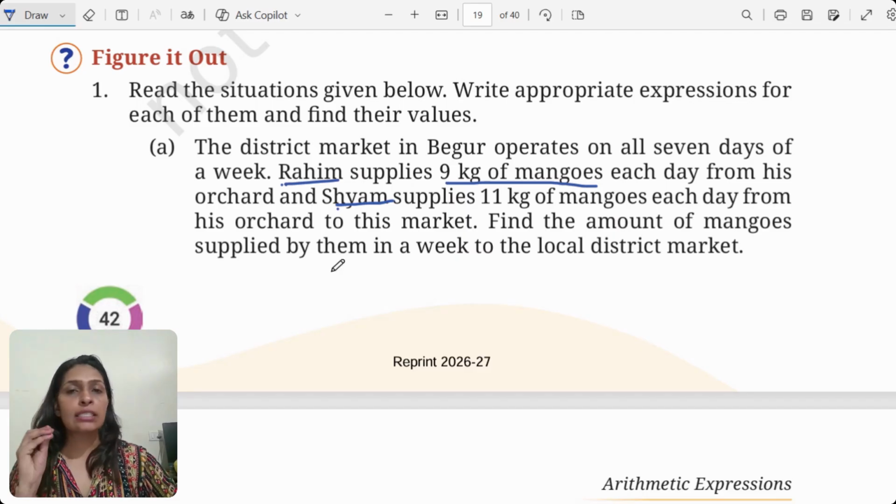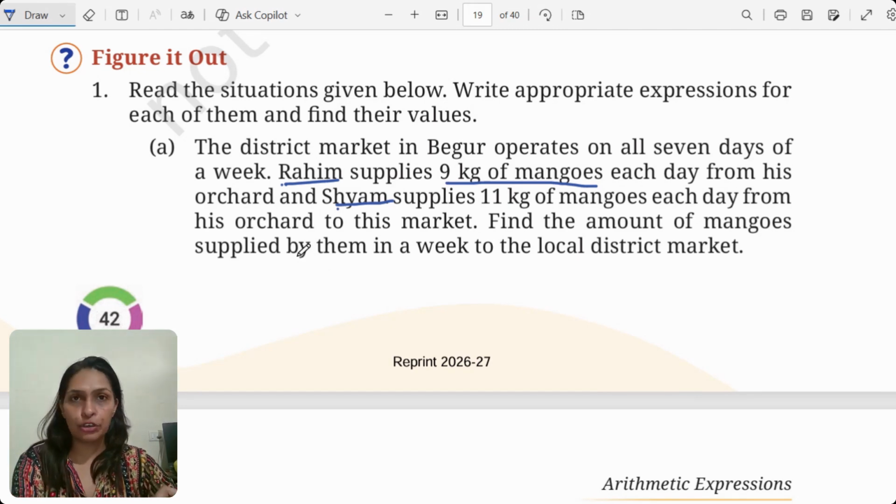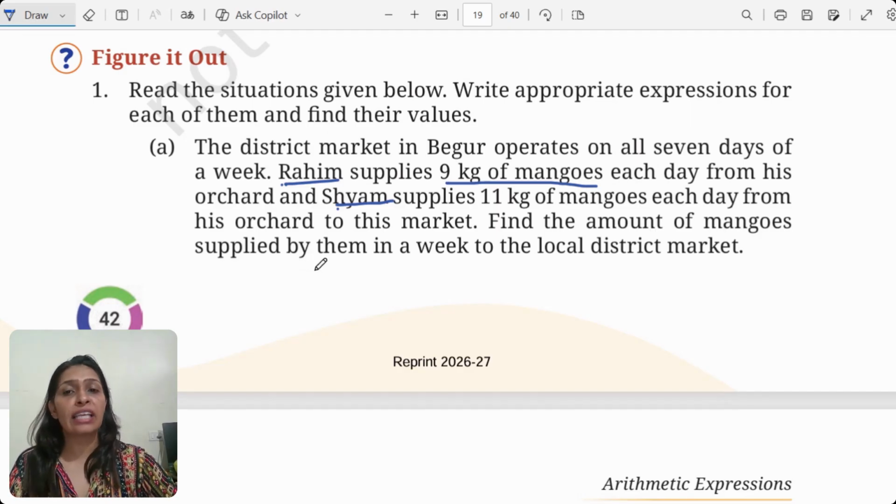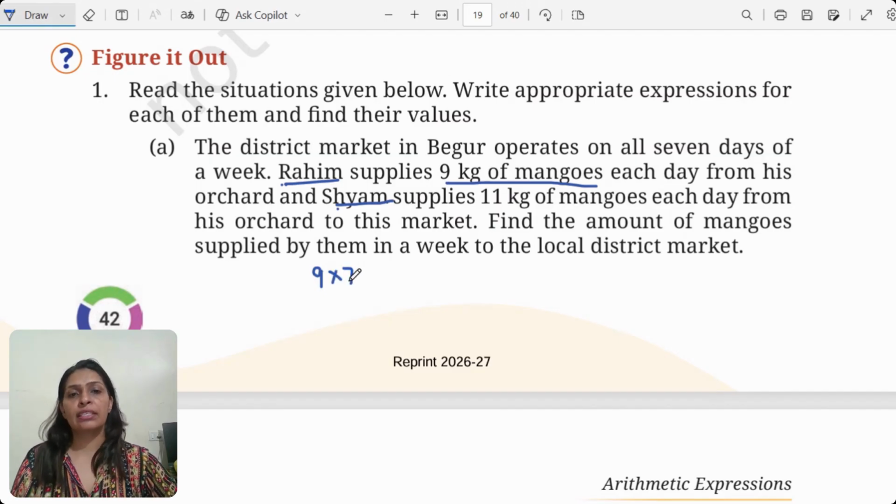Since it's a word problem, we have to write in proper word format. You may write that, but I am telling you the direct answers here. Rahim supplies 9 kg of mangoes each day, but this district market operates on all 7 days of the week. So if in one day Rahim gives 9 kgs of mangoes, how many does he give on all 7 days? It is going to be 9 multiplied by 7.